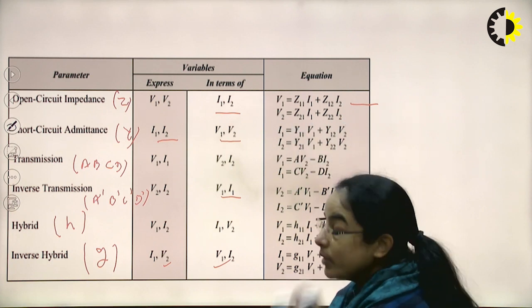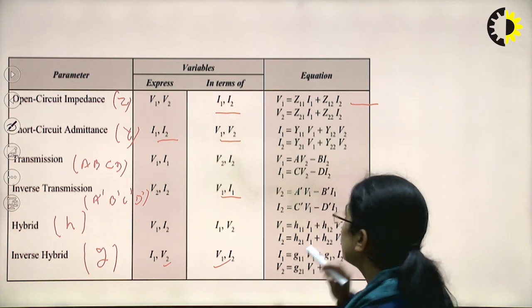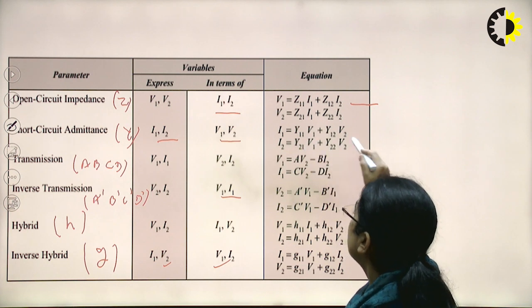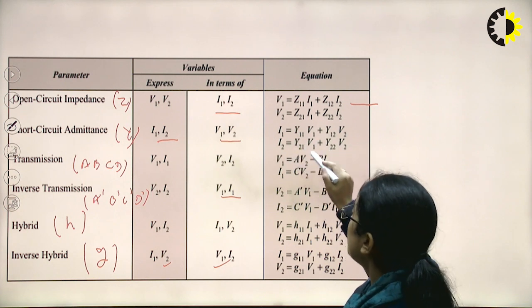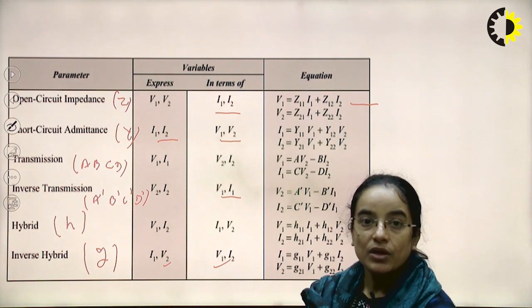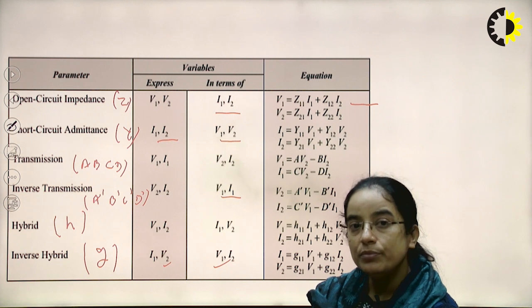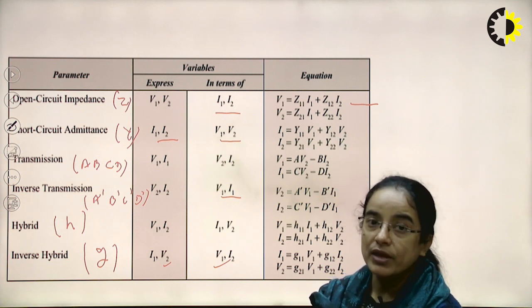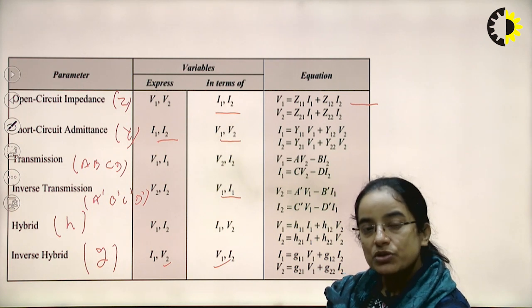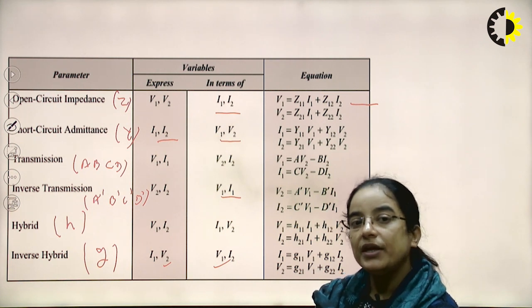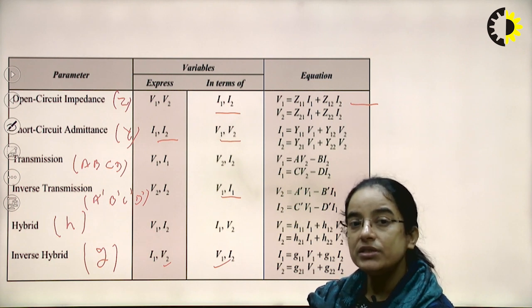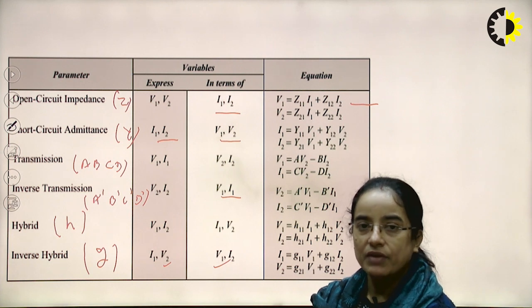Okay, so we will be having two sets of equations. Here I1, I2, we can write this as I1 equal to Y11 V1 plus Y12 V2, I2 is Y21 V1 plus Y22 V2. Similarly, in transmission parameters, V1 will be A V2 minus B I2 and I1 will be C V2 minus D I2. Okay, in inverse transmission parameters, V2 will be A dash V1 minus B dash I1 and I2 will be C dash V1 minus D dash I1.